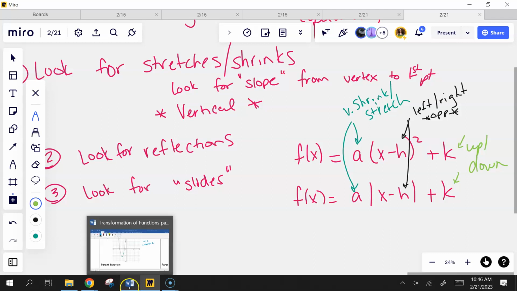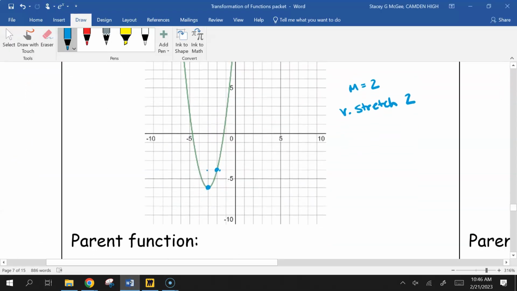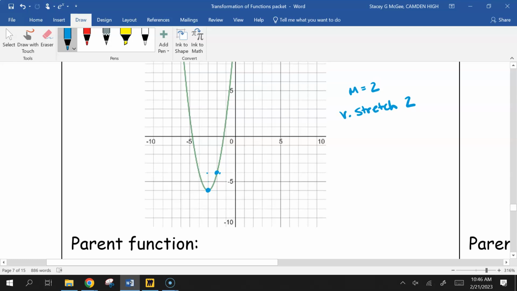So going back to that number 37. No reflections, we said, right? We're good on reflections. I know it's got a vertical stretch of 2. What else has happened here? What other transformations happened from the parent graph? Down 6. We know it went down 6. What else happened? Left how many?